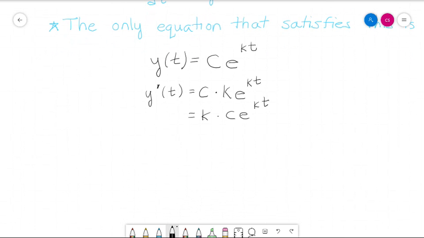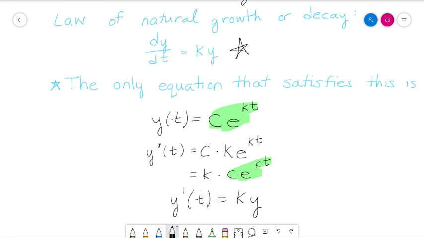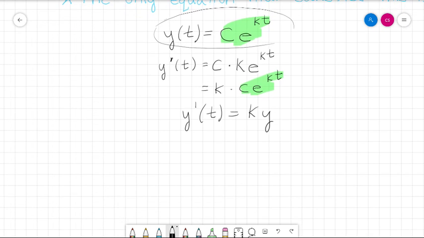All right, and then this right here is exactly what y is. So we have that the derivative is equal to k times y, which is exactly what we have up here. Okay, so there you go. So this is how we're going to model our natural growth and decay functions. Okay, so let's talk about what that C means.